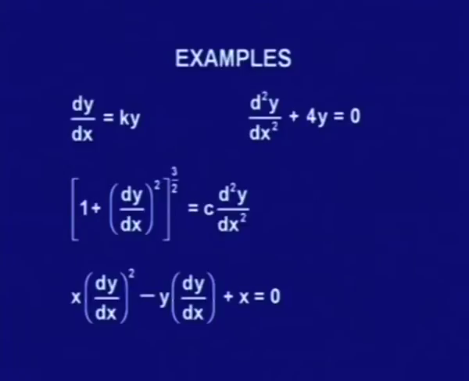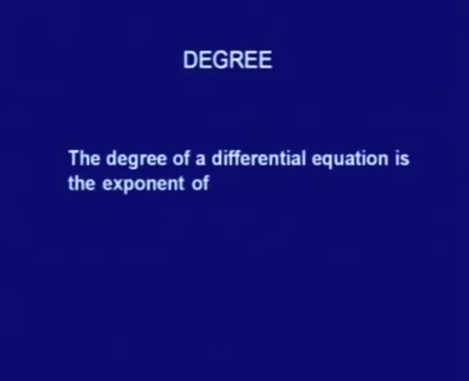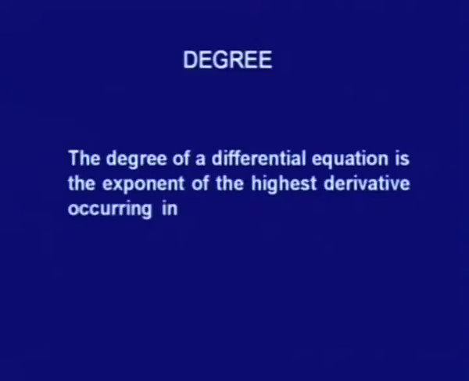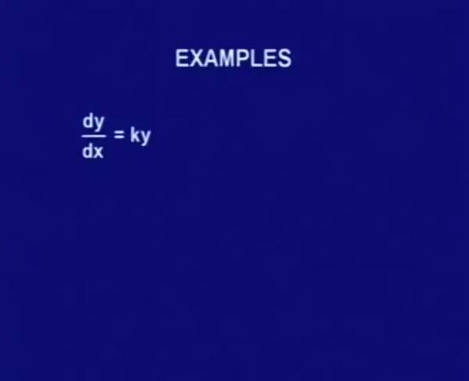The second term is degree. The degree of a differential equation is the exponent of the highest derivative occurring in it after the equation has been rationalized with respect to derivatives. Let us understand this more clearly with the help of examples. So, in our first example, the highest derivative involved is first order and its exponent is 1.